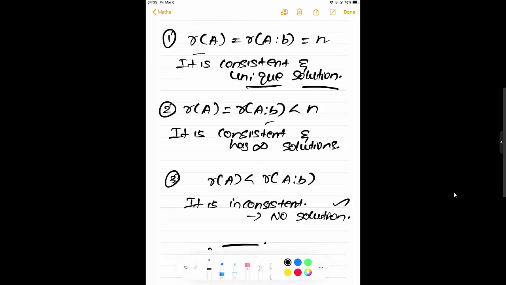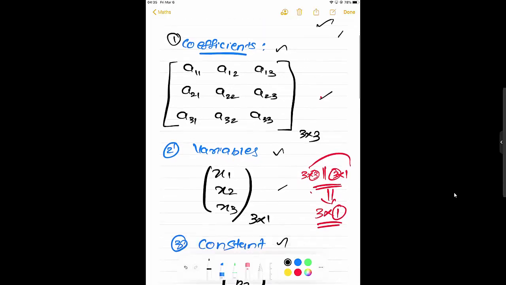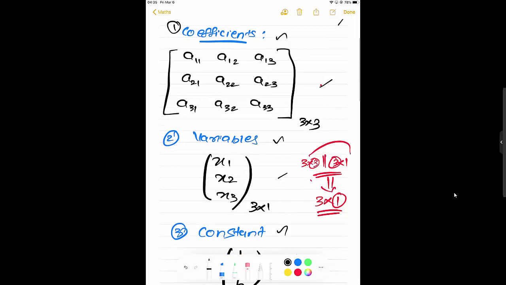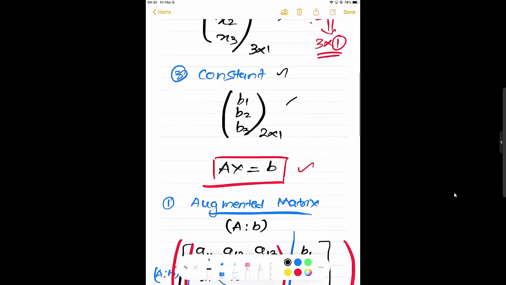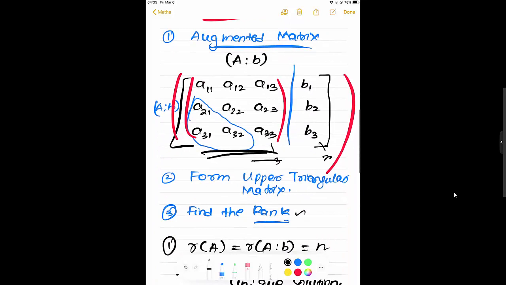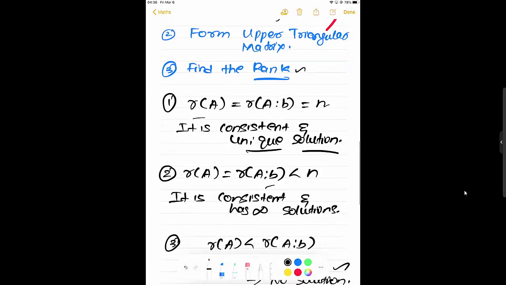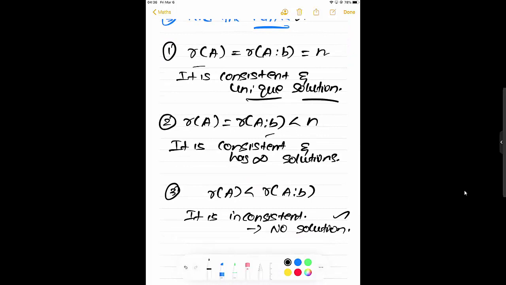In the previous video, we have learned how to solve the system of linear equations. That is, first we have to form the linear equation. From the linear equation, we have to find coefficients, variables, constants, and with these values, the first step is to form the augmented matrix. Then we have to change this augmented matrix to an upper triangular matrix. From that we have to calculate the rank. With the help of rank we can categorize the solution. In this video we will see a sample problem for unique solution.